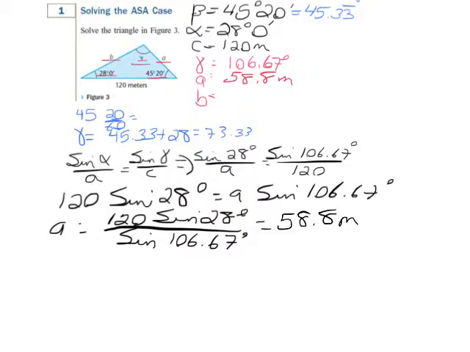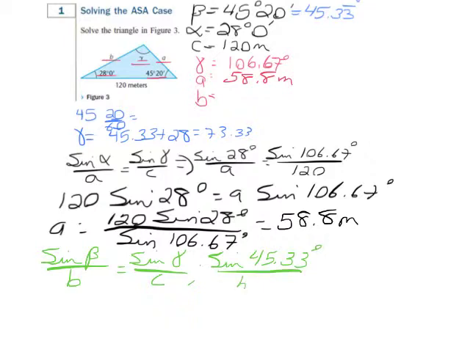Okay, now to solve for B, we're going to do the exact same thing, except this time we're going to use the sine of beta. Let's go for a different color. We're solving for B, so we need sine beta over B, and remember we're given gamma, so the sine of gamma over C. Now what we've got is the sine of 45.33 degrees all over B, which is equal to the sine of gamma, which is 106.67 degrees all over C, and C is 120. All right, and let me make a little bit more room.